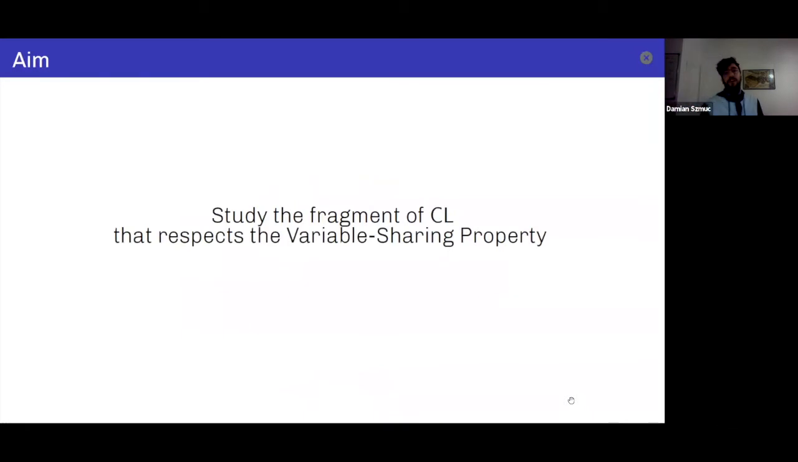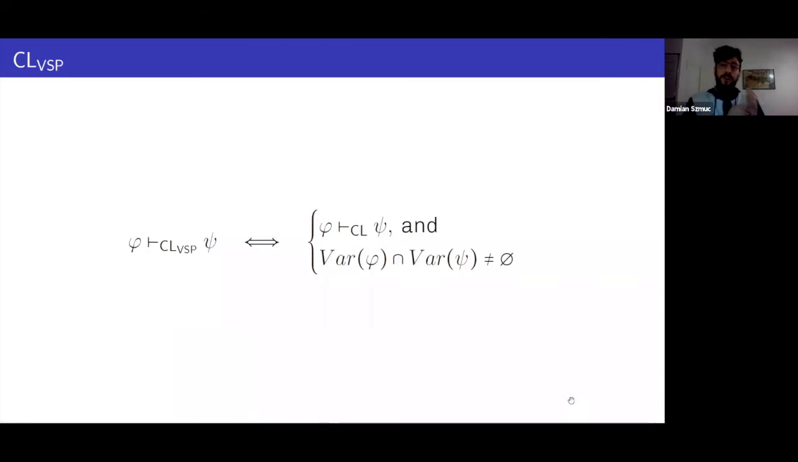So it's fairly obvious, but my aim here is to study this fragment of classical logic. And by this, I mean something very particular. It's the formula-to-formula inferences of classical logic that respect the variable sharing property. So there is some overlap between the propositional variables of the premises and the conclusions. So this is the fragment of classical logic, the portion of classical logic that I'm going to want to keep. I refer to this as the heart of this super huge round cheese. Some people want to see it, by the way.